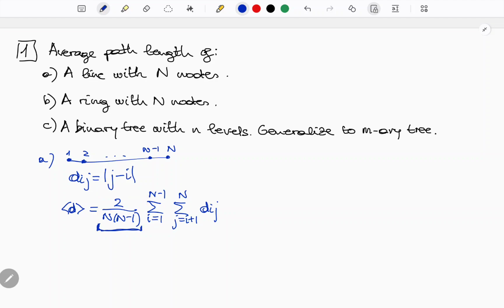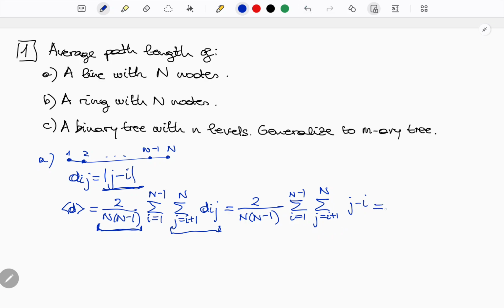And now what I'm going to do is rewrite this expression with the original formula. So this is 2 over n times n minus 1, the summation on i, and then the other summation from j equal to i plus 1 until n of j minus i. And I don't have to write the absolute value anymore, because I'm ensuring here that j is greater than i, so this subtraction is always going to be greater than 0.